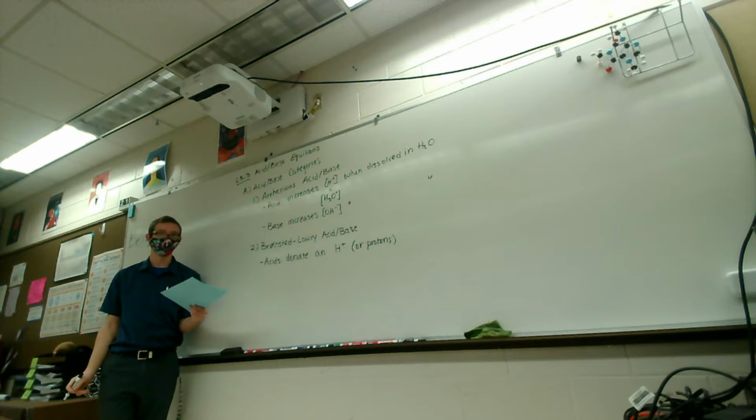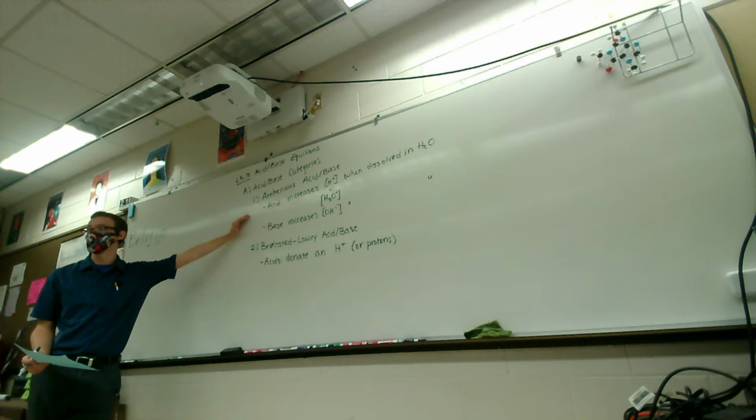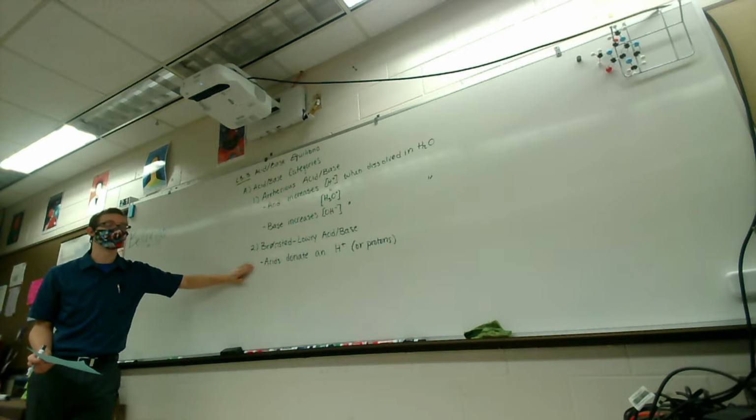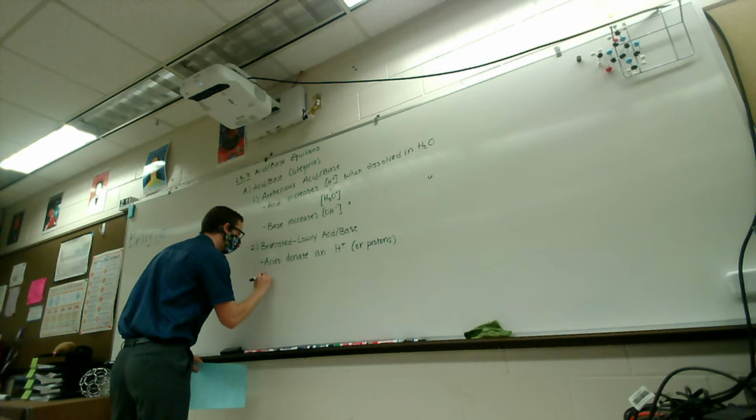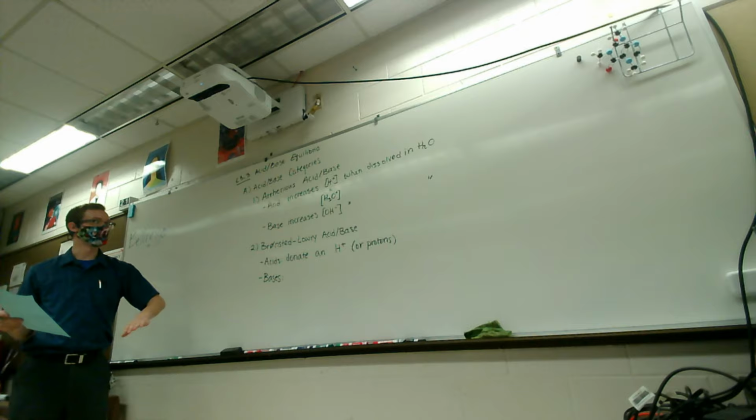Now, Brønsted-Lowry acids could potentially also be Arrhenius acids, and an Arrhenius acid could potentially be a Brønsted-Lowry acid, so there's a little bit of overlap here. And then bases are actually defined as having nothing to do with OH. In this case, a base is an acceptor of a proton.